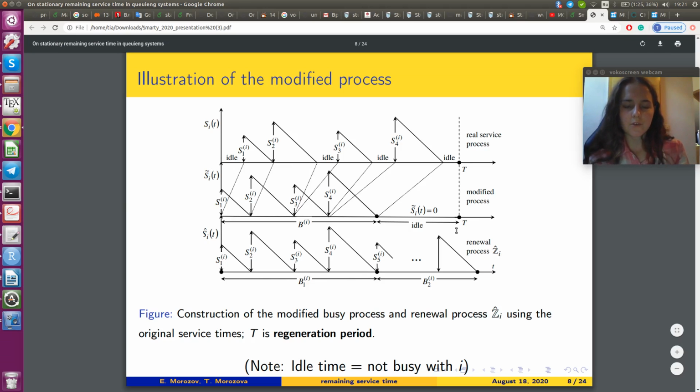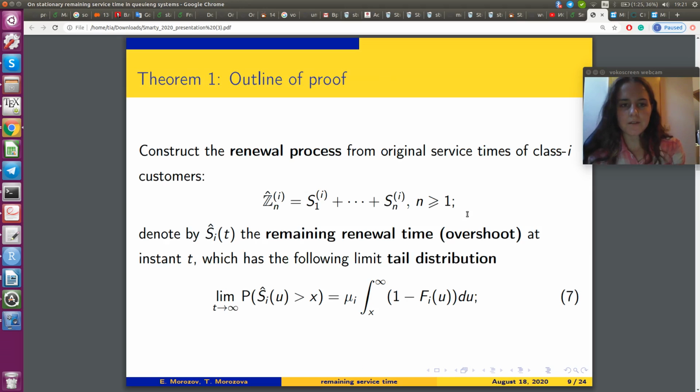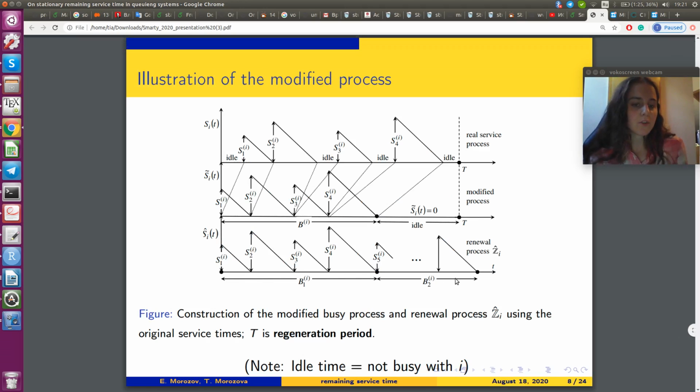As you can see, the regeneration period is here, and all the busy periods are coupled together and put at the beginning of the process, followed by some idle time. Next we construct a new process, a renewal process, from the original service times, and we can also see it on the same picture. There is no regeneration period anymore, because we took all the busy periods and coupled them together, so it has no gaps and no idle time. This is just busy time.